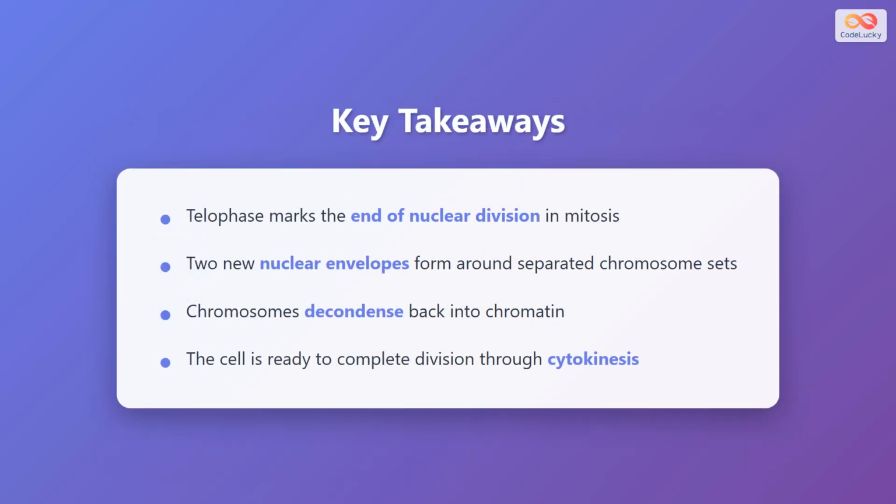Let's review the key takeaways about telophase. First, telophase marks the end of nuclear division in mitosis, completing the process of separating genetic material. Second, two new nuclear envelopes form around the separated chromosome sets, giving each future daughter cell its own nucleus. Third, chromosomes decondense back into chromatin, returning to their normal working state. And finally, the cell is ready to complete division through cytokinesis, which splits the cytoplasm and creates two independent daughter cells. Understanding telophase helps you appreciate how cells precisely duplicate themselves, maintaining genetic continuity from one generation to the next.